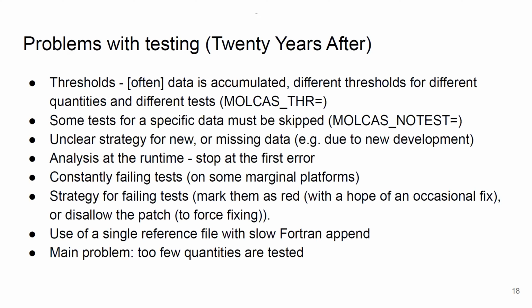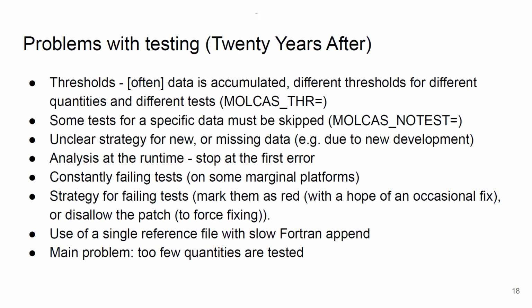So what is wrong with all this idea after 20 years of use? Well, we always have to think about these thresholds. It's not very obvious how accurate your data is. Some tests we simply have to skip in some cases, for instance, if you do some sorting of data, it can come in a different order, then you simply can't test this.